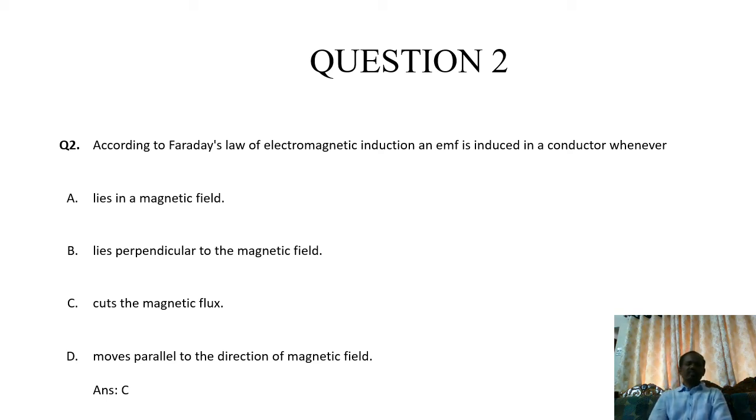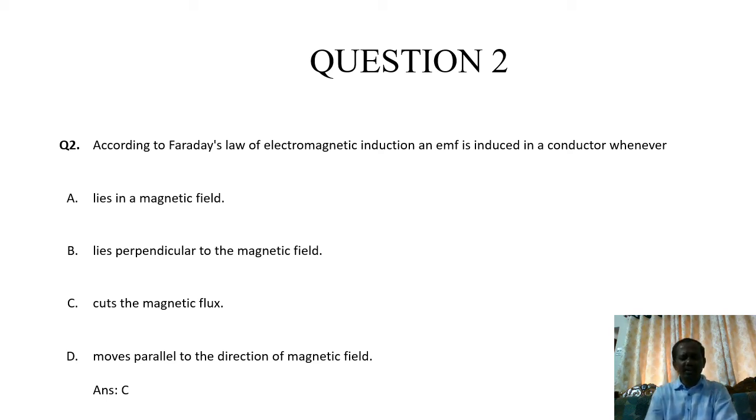Next, according to Faraday's law of electromagnetic induction, an EMF is induced in a conductor whenever it lies in a magnetic field, lies perpendicular to the magnetic field, cuts the magnetic flux, or moves parallel to the direction of the magnetic field. Which one is the correct answer? Do all of you understand the question?